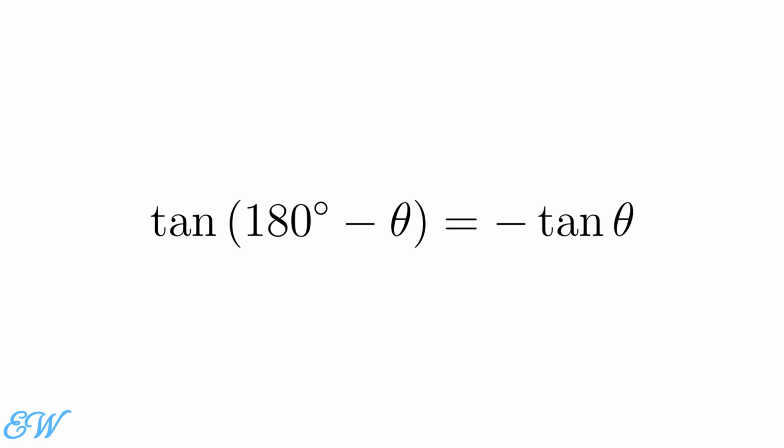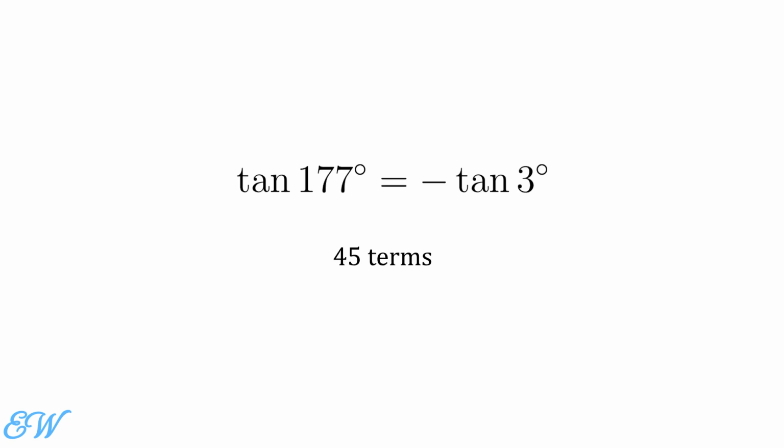So this trig identity will help us solve some things. So tan of 180 degrees minus theta is equal to negative tan theta. We will use this soon. So for example, we know that 177 is 180 minus 3. So we know that tan of 177 degrees is equal to negative tan of 3 degrees. This doesn't help us cancel out anything yet, but we do know that 45 terms are in our series, and we can use this to write a function or something for our series.